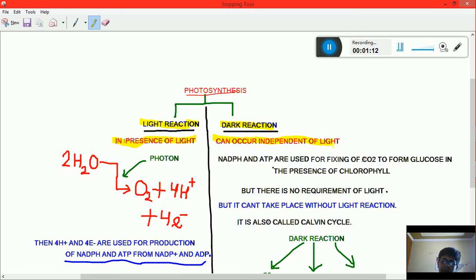But there is a thing to notice. It is not necessary that the dark reaction will occur only at night. It can also occur in the day, but it can occur independent of light, meaning there is no involvement of light in the process of the dark reaction.